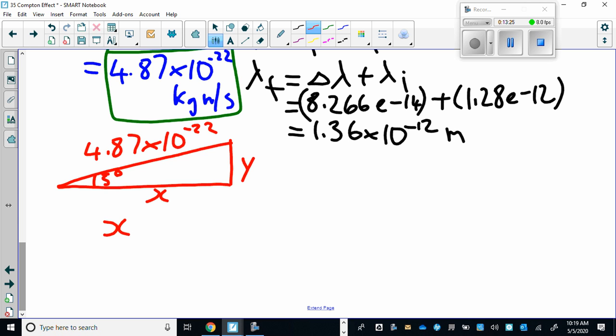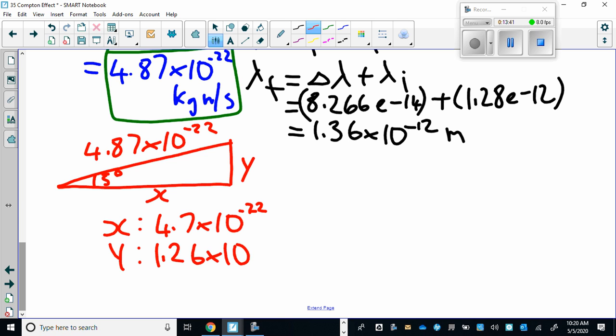And I'm going to tell you that the X component of this is going to be 4.7 times 10 to the negative 22. And the Y component of this is going to be 1.26 times 10 to the negative 22. So that's the X component and the Y component of the scattered ray. And now we can go and calculate the, I don't know, step one, step 3 here. Let's go with step 3. We can calculate the X and the Y components of the electron.